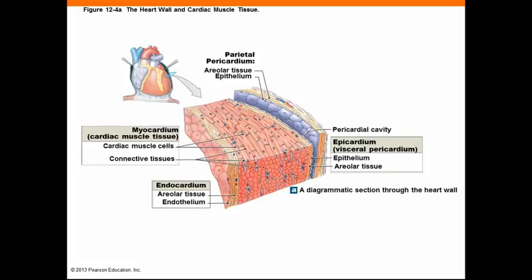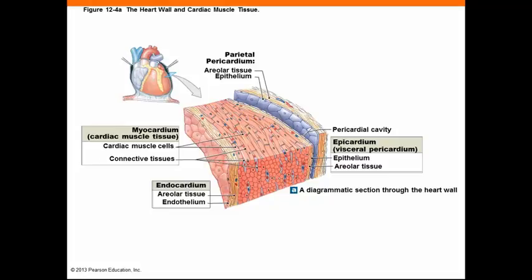Let's look deeper at the wall of the heart, which contains 3 distinct layers. The outer surface of the heart is covered by the epicardium, which, like all membranes, is composed of an epithelial layer and a connective tissue layer, the areolar tissue.